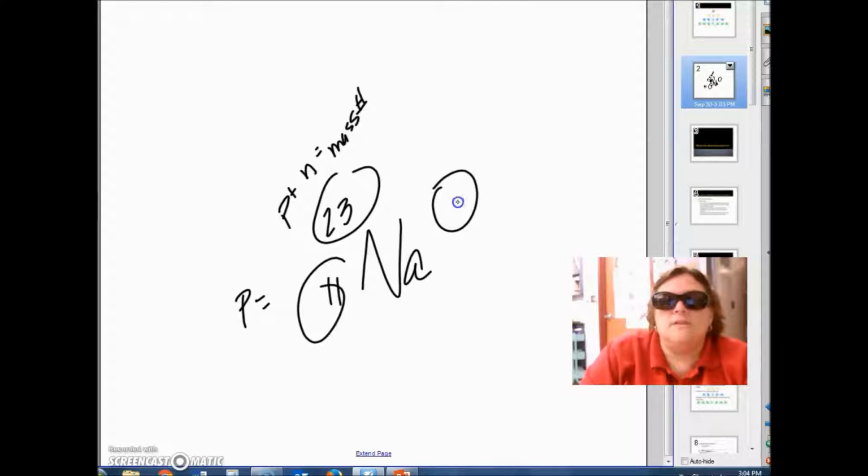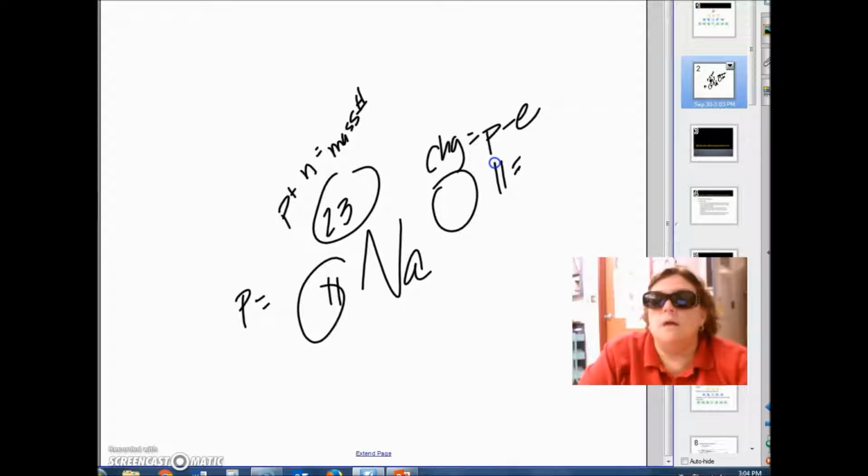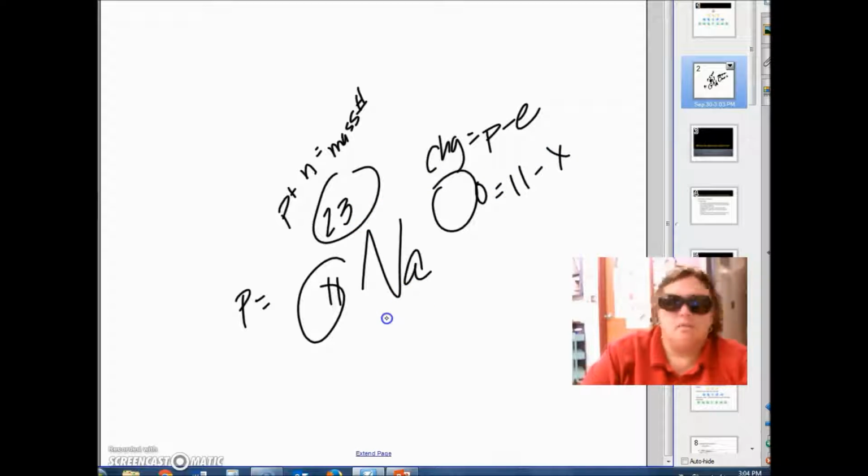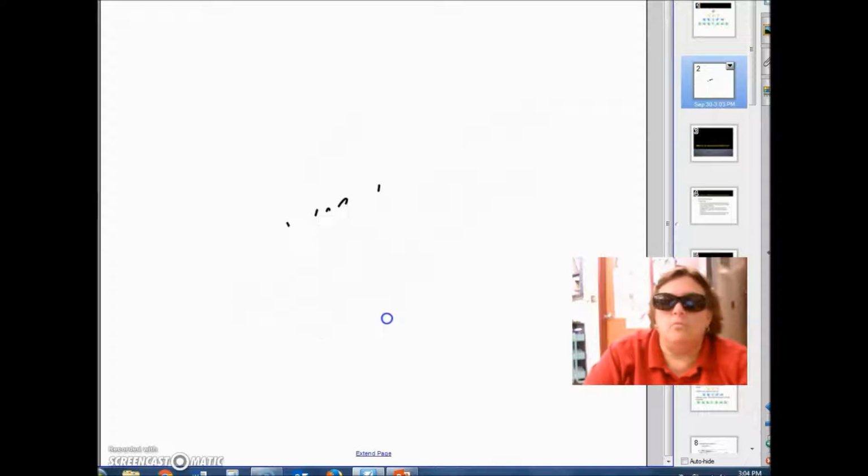And the value that's up here is our charge, and that is equal to protons minus electrons. So if we have no charge, guess what? 11 protons minus 0 equals 11 protons minus how many electrons? 11. So if it's a neutral atom, we can assume that the electrons and protons are the same. Where do you find the atomic number? On your periodic table.